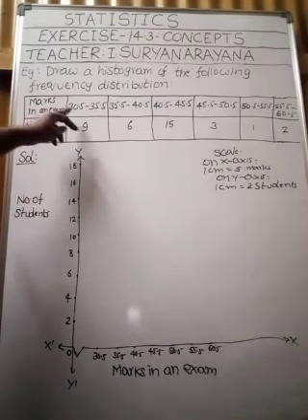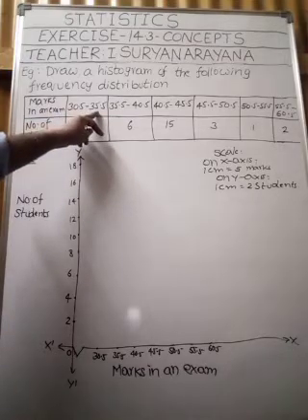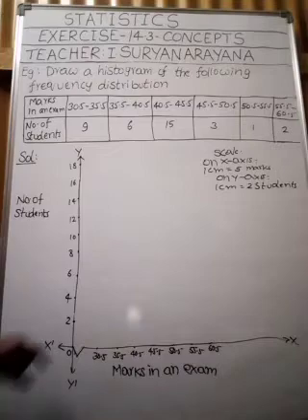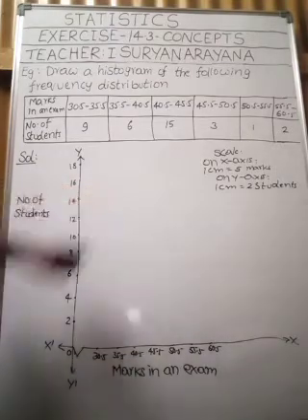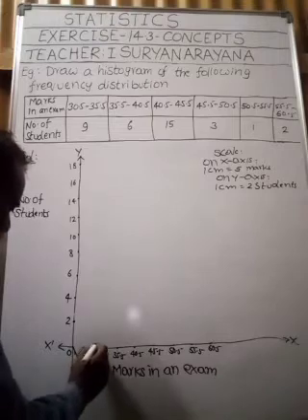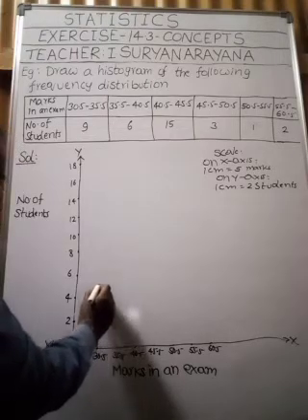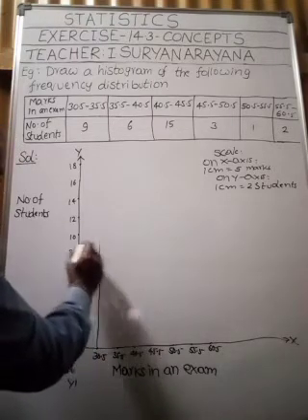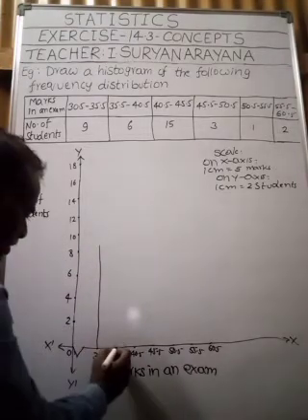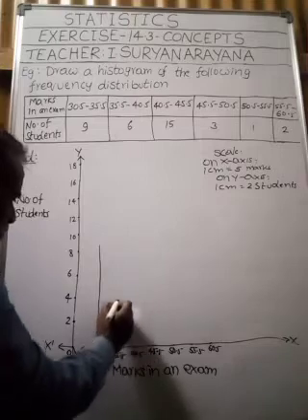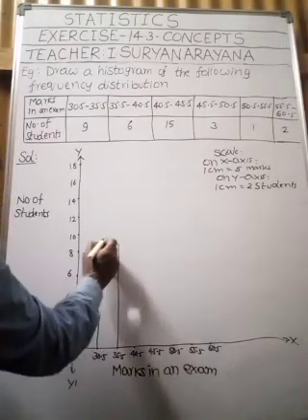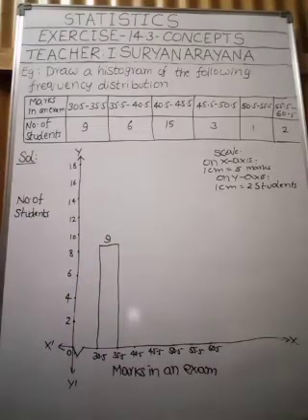Right. See here, 30.5 to 35.5. How many students are there? 9 students. So you have to draw a rectangle. Okay, my children? 9 students. So here 9 lies between 8 and 10. Okay, my children. So 9 students.